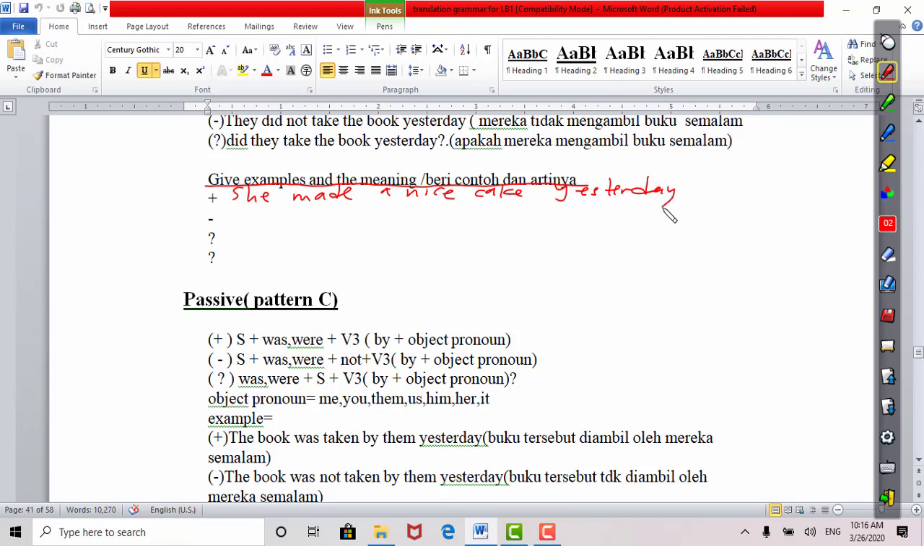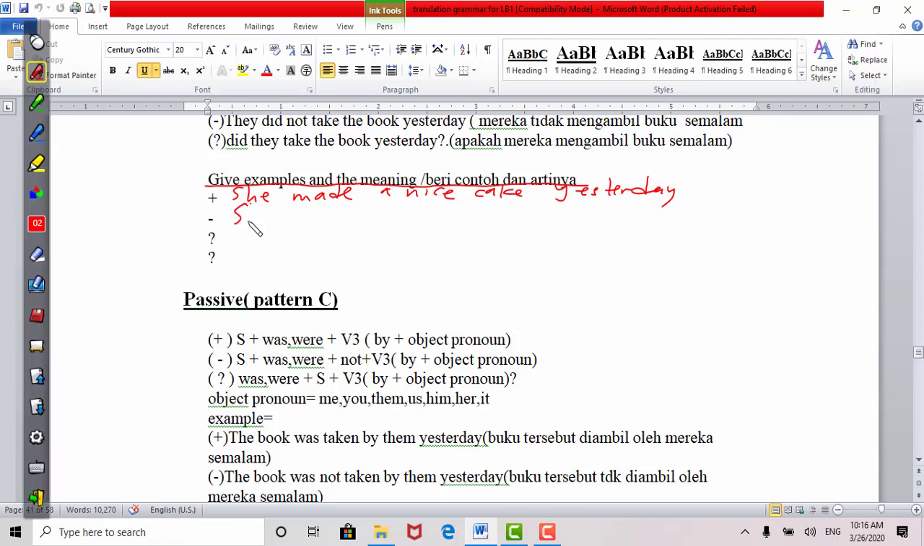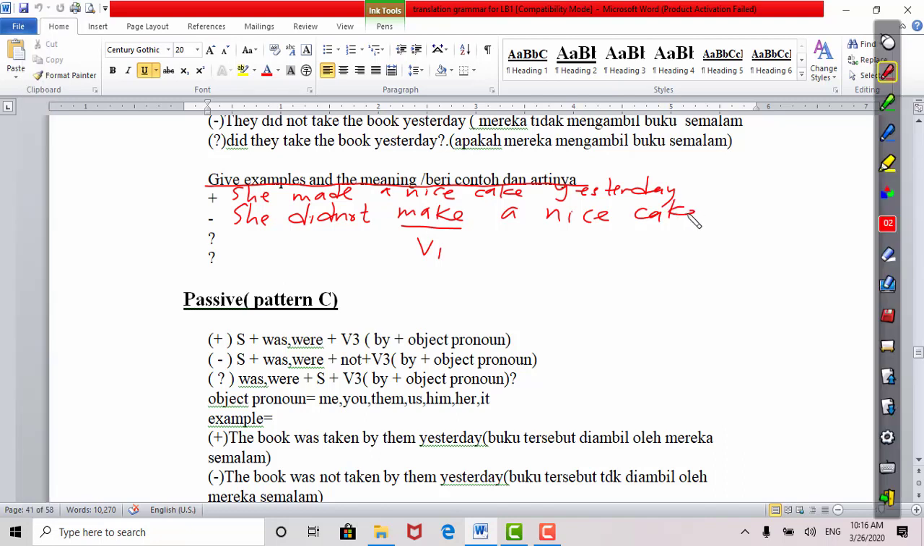Okay, you can use your own example. In negative, you put she didn't or did not make, make verb 1. You change it to verb 1. She did not make a nice cake yesterday.